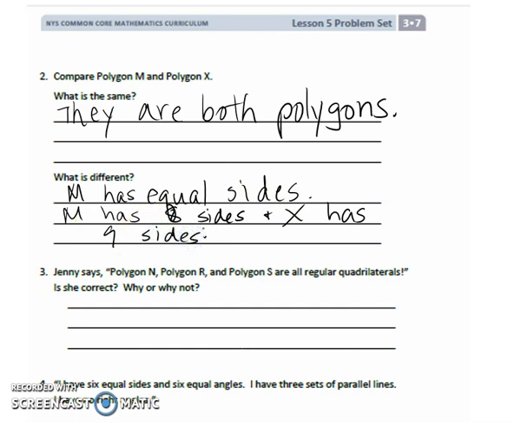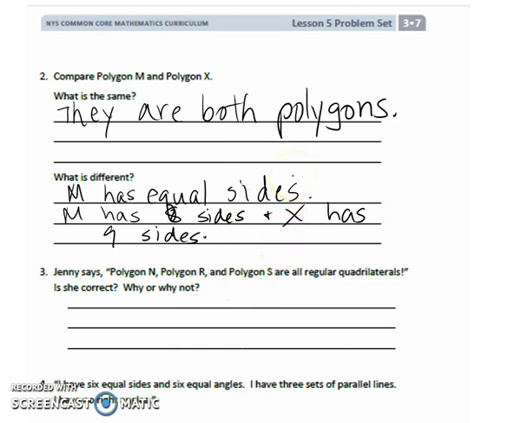So when you're comparing shapes, for example on your homework, look at whether they're polygons, their sides if they're equal, and the number of sides. Those are all important. The other things are the other attributes that you've looked at, like parallel sides or right angles. Those are some other things you might want to include.